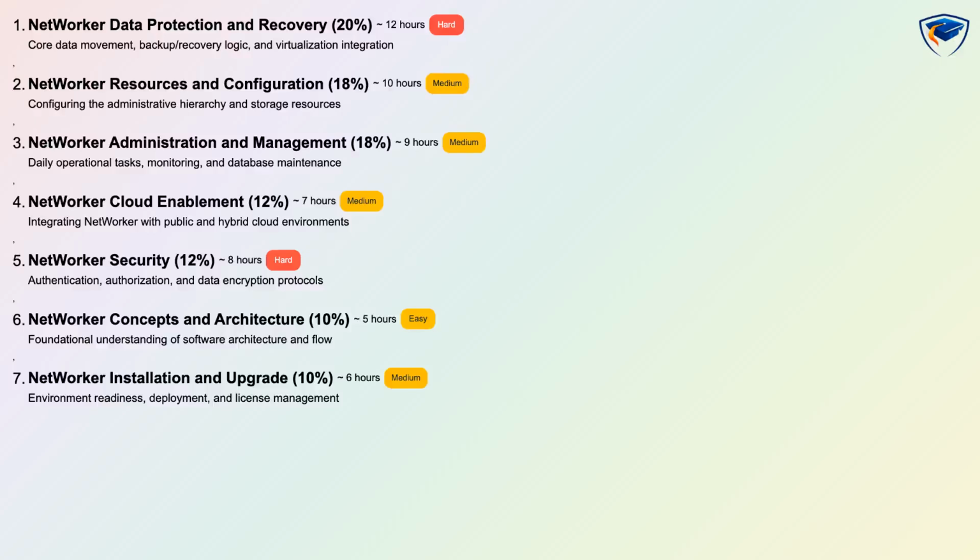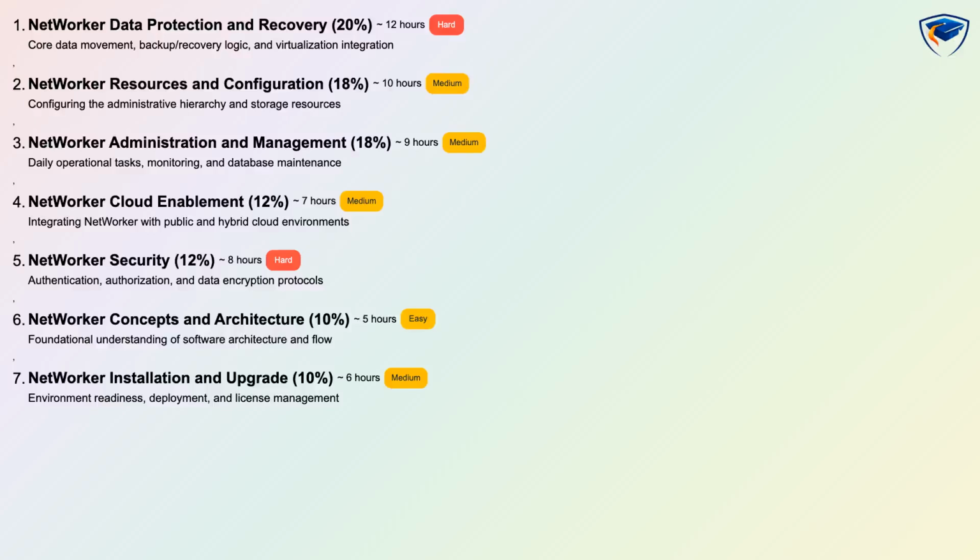Networker Data Protection and Recovery 20%, Networker Resources and Configuration 18%, Networker Administration and Management 18%, Networker Cloud Enablement 12%, Networker Security 12%, Networker Concepts and Architecture 10%, and Networker Installation and Upgrade 10%. I will summarize what you must learn for each domain, the key topics to focus on, and the expected assessment style.